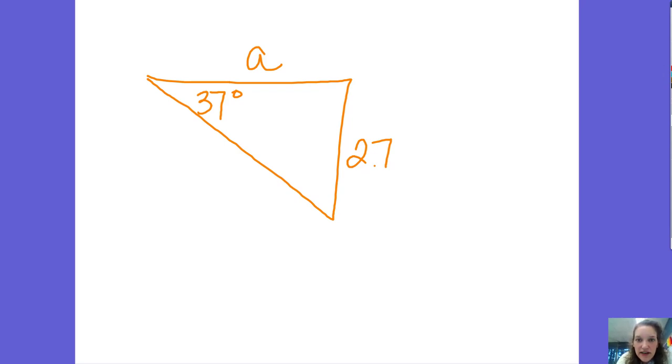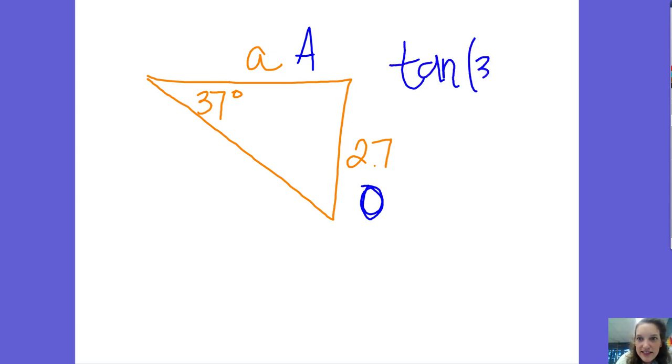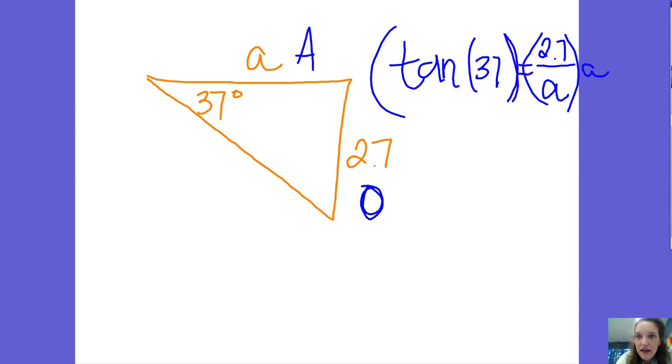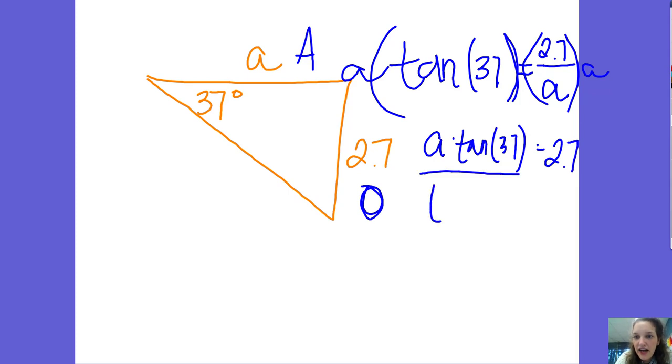So if this is my right triangle and I'm trying to find A, this is my opposite side. This is my adjacent side. And so if I think about SOHCAHTOA, I'm going to use tangent. Tangent relates the opposite and the adjacent side. So tangent of 37 is equal to the opposite side, 2.7, over the adjacent side. So then I'm just going to multiply both sides by A. A times tangent of 37 is equal to 2.7, and then I need to divide by tangent of 37 on both sides.